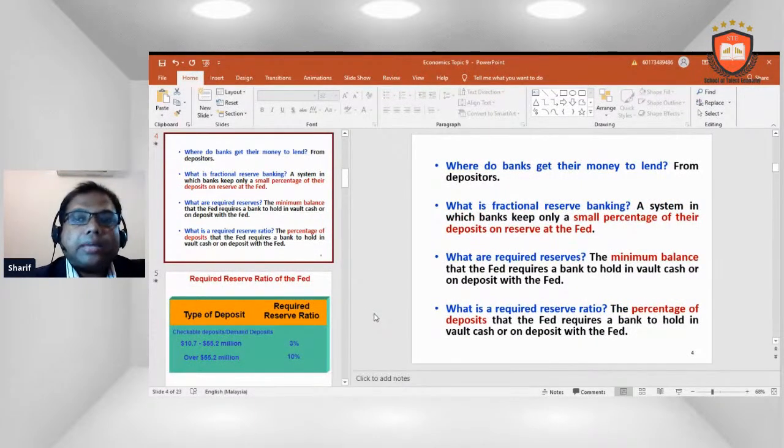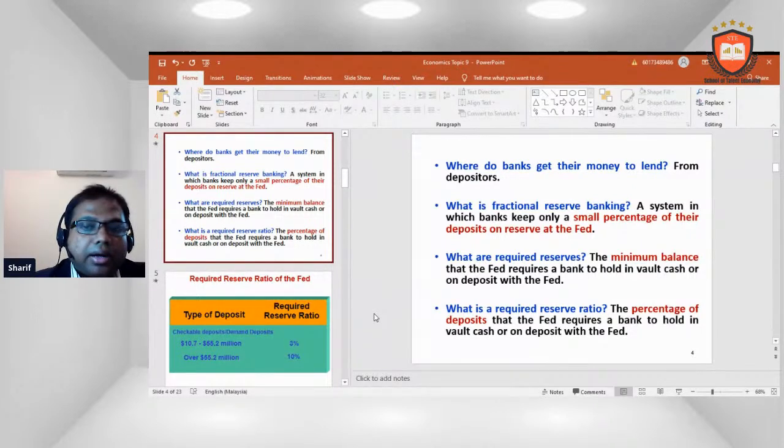Where do banks get their money to lend? From depositors. What is fractional reserve banking? A system in which banks keep only a small percentage of their deposits on reserve at the Fed. What are required reserves? The minimum balance that the Fed requires a bank to hold in vault cash or on deposit with the Fed.